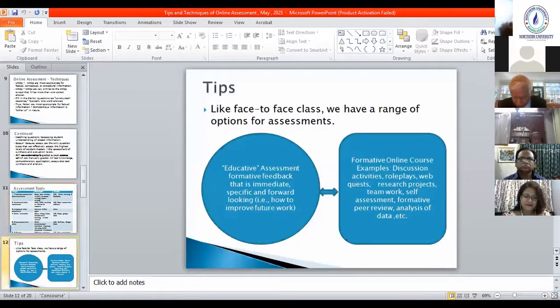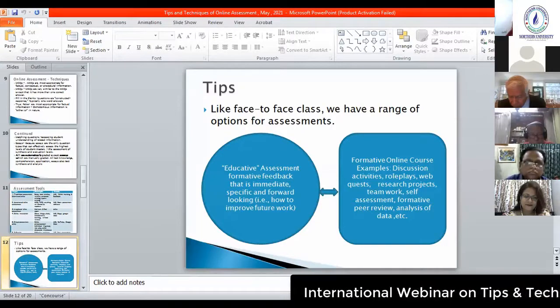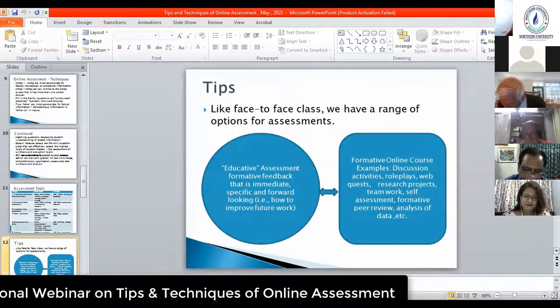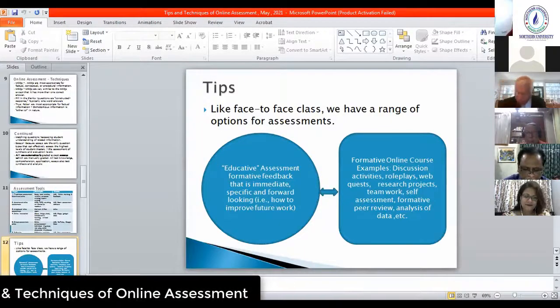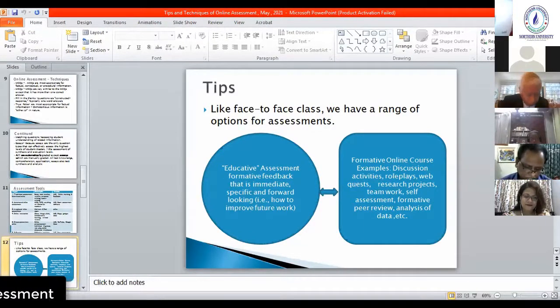Then comes, when we talk about tips, like face-to-face class, we have a range of options for assessments. When we talk about formative feedback, that is educative assessment, we are educating the student while giving immediate, specific, and forward-looking feedback. And this really helps them know how to improve in the future, especially when we talk about future work. How do you want to use this in the work? A lot of feedback is given so that when they transit from a student to an employee, this is what they take forward, so that this helps them in future.